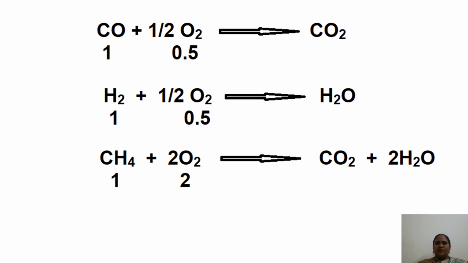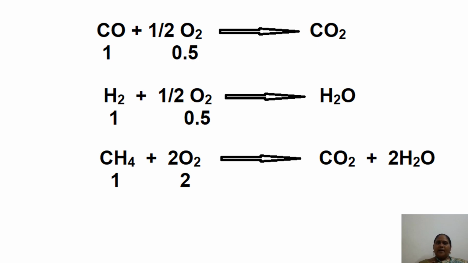Hydrogen with oxygen forms water. Balance the equation, and hence 1 volume of hydrogen requires 0.5 volume of oxygen. Methane with oxygen forms carbon dioxide and water. Balance the equation. Then we can write 1 volume of methane requires 2 volume of oxygen.